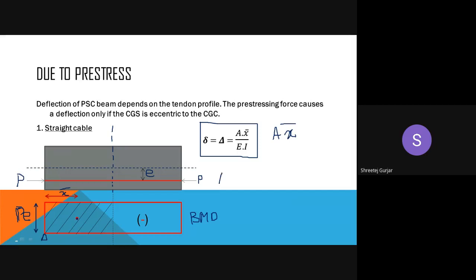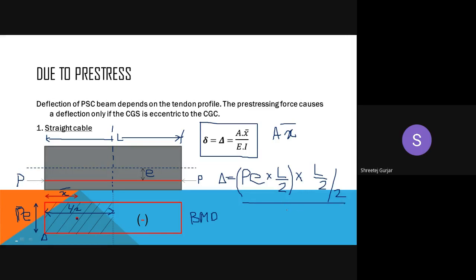So can anyone tell me now what I have to substitute for A? This is L, the total span is L. So how much is this length? It is L by 2. So now what is A? It is P into E into L by 2, correct? This is A. And what is x bar? It is nothing but L by 2 divided by 2, and the whole thing divided by EI.